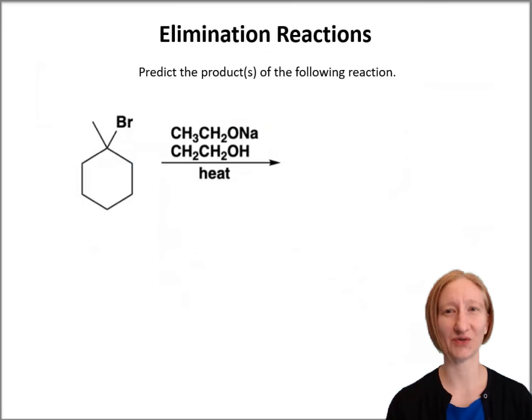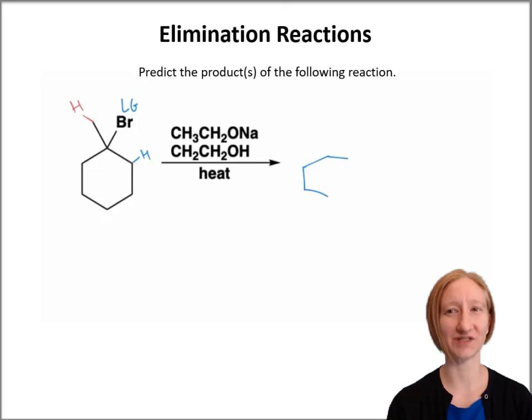We'll end this lecture video with the question we saw at the beginning, to predict the product of the elimination reaction shown. We'll start by identifying the leaving group and the beta hydrogen. Then we'll determine if this is an E1 or an E2 pathway by looking at the reaction conditions.